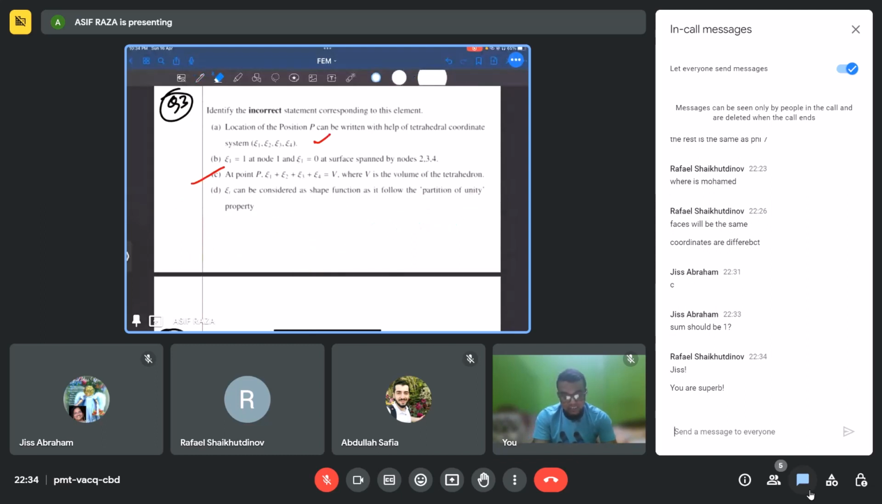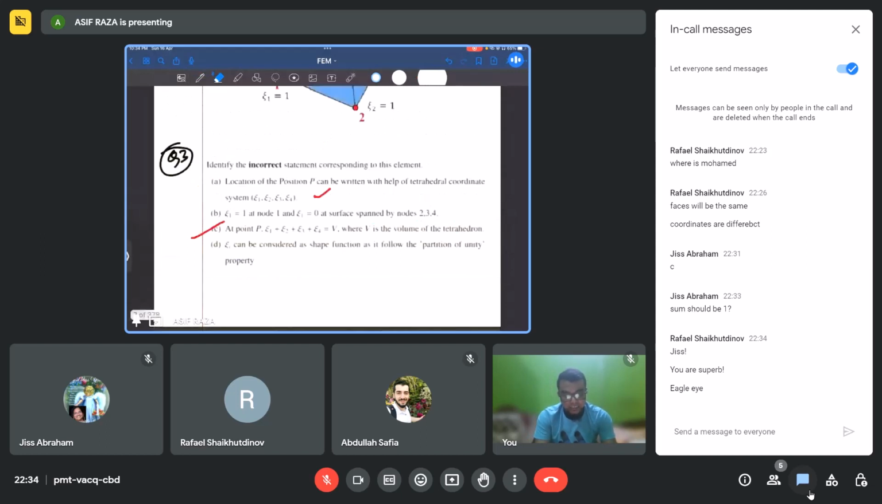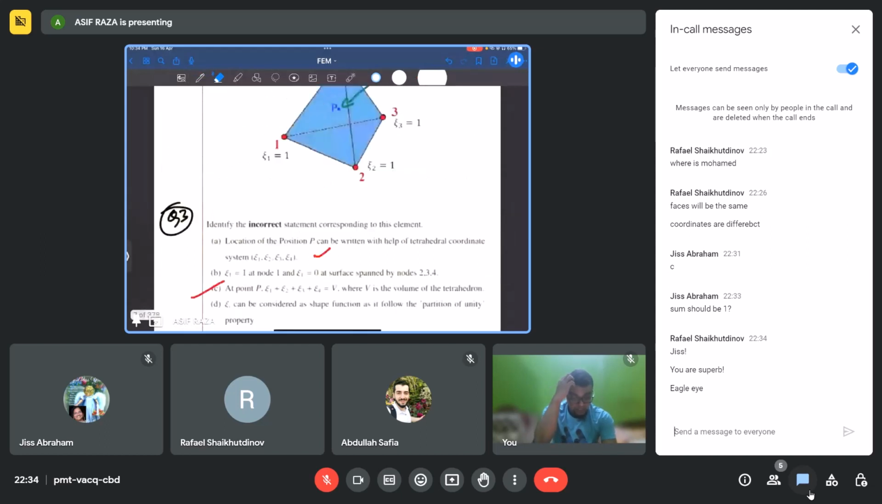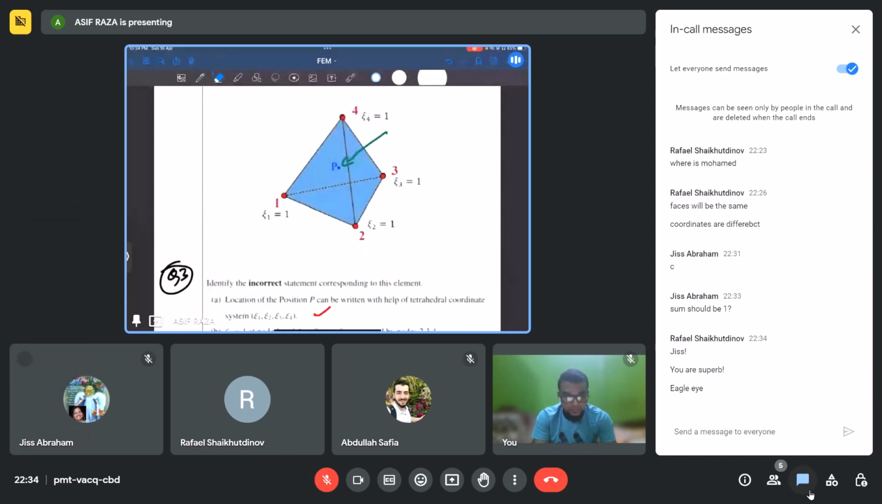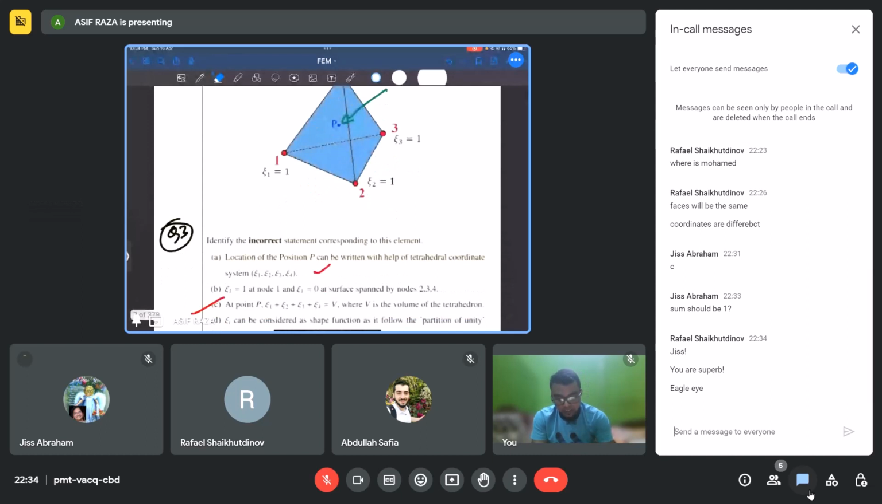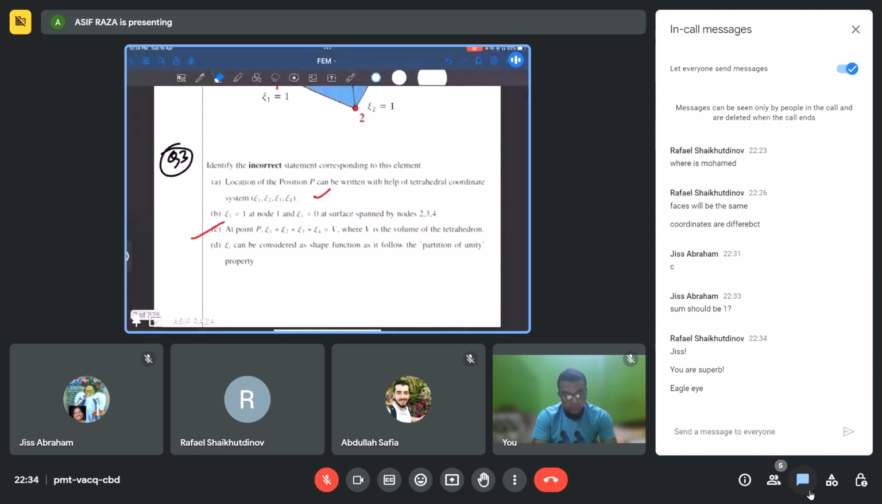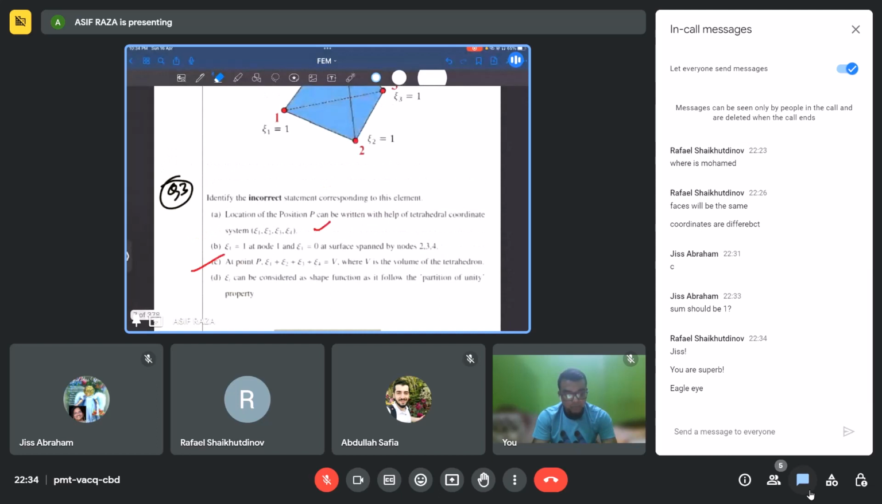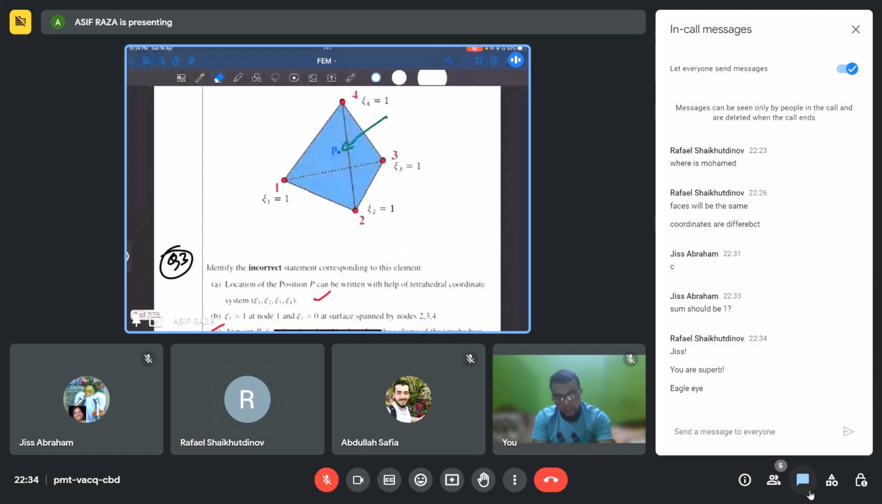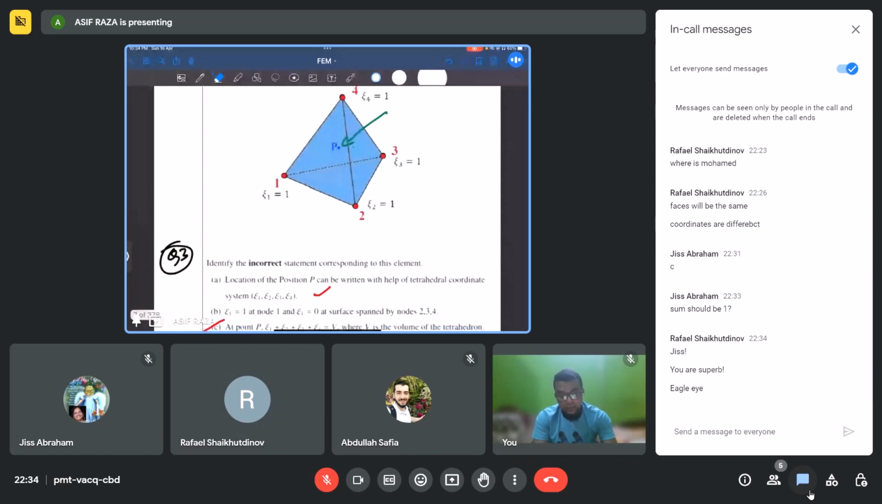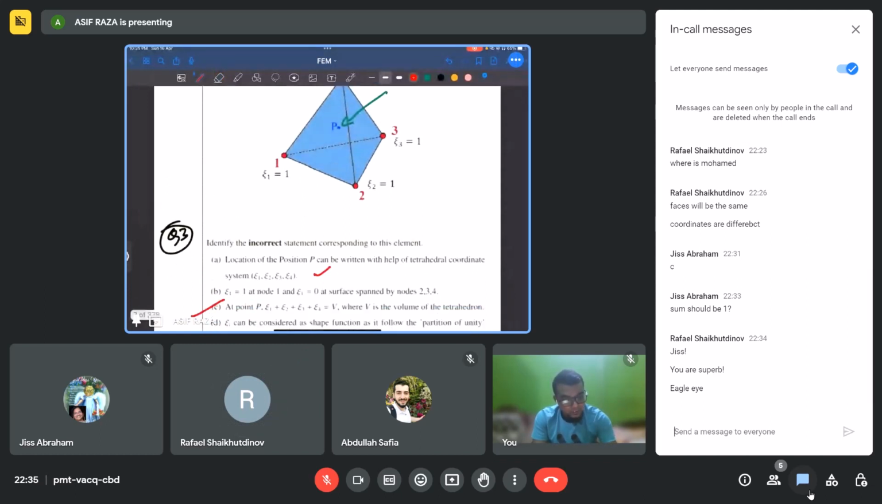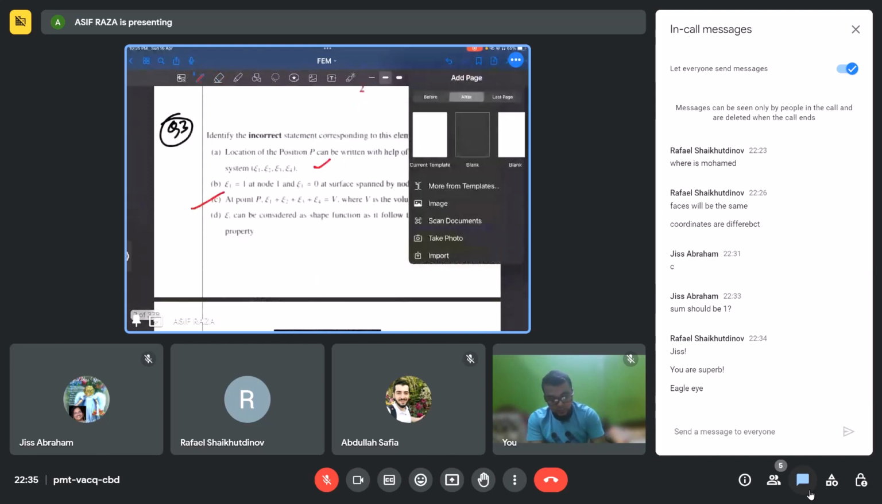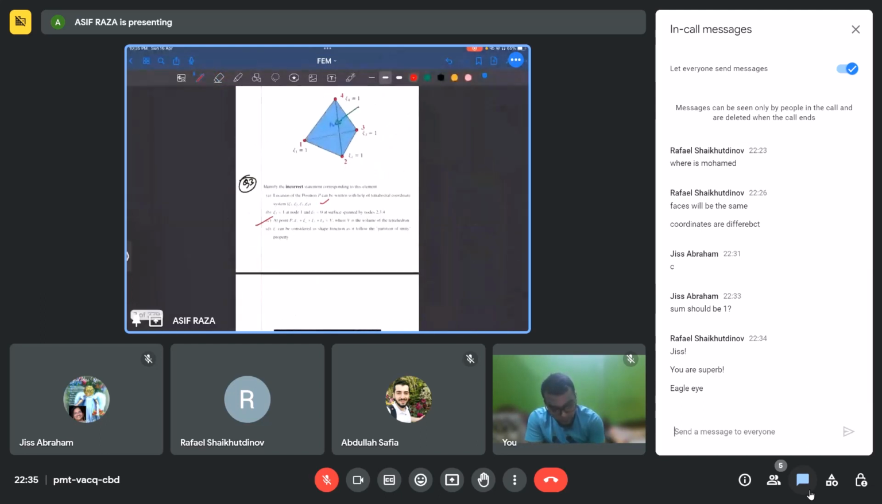Okay, so xi1, xi2, xi3, xi4, these are in the tetrahedral coordinate system, as I told you about the triangle coordinate system. Let's see. xi1 equal to 1 at node 1 and xi1 equal to 0 at the surface spanned by nodes 2, 3, 4. So xi1 is what? A shape function if I treat it so. What will be xi1?